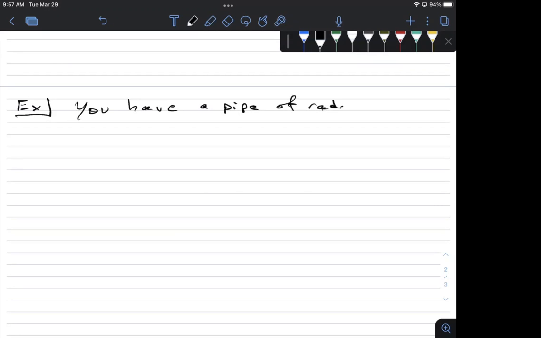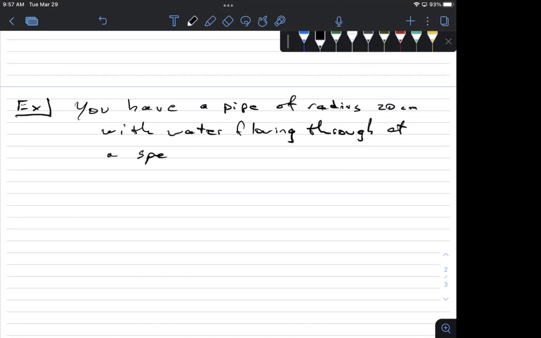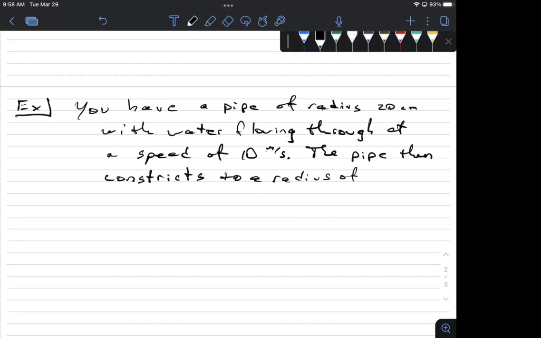of radius 20 centimeters with water flowing through at a speed of 10 meters per second. The pipe then constricts to a radius of 15 centimeters. Calculate the change in pressure.